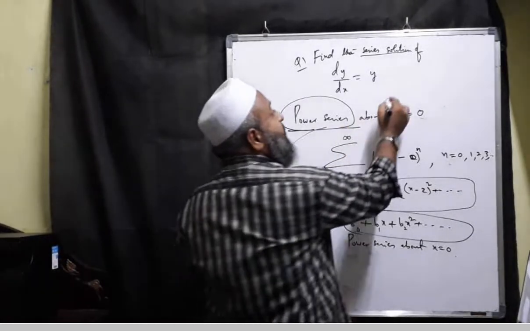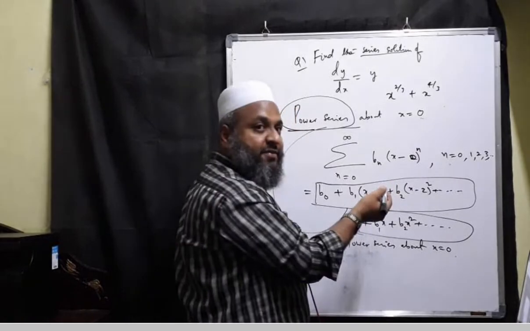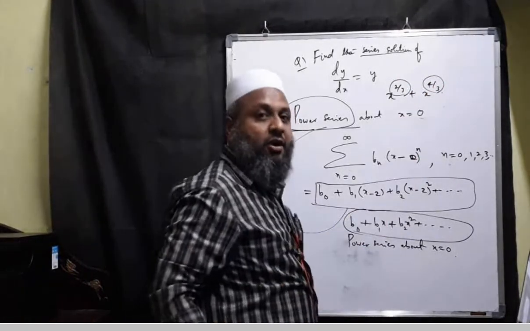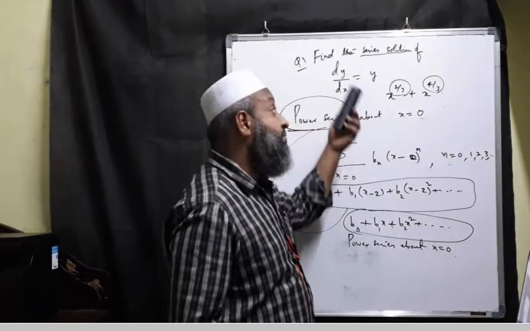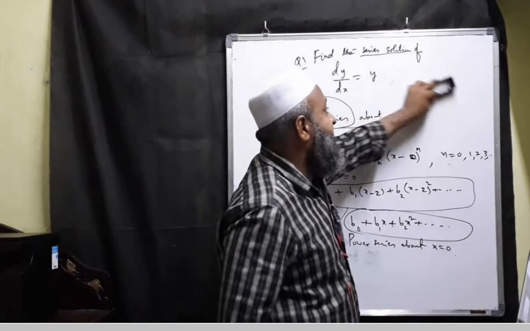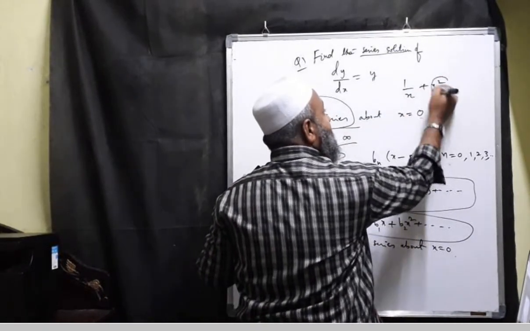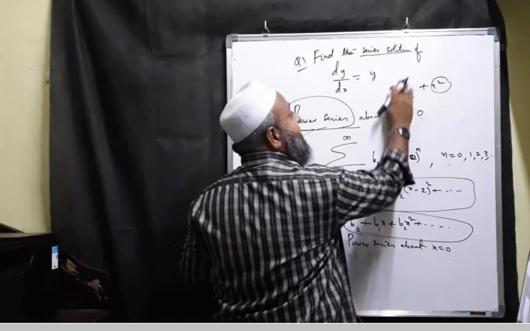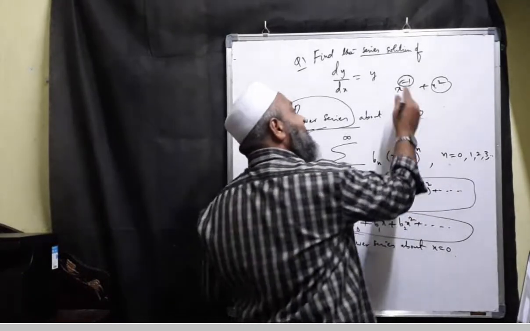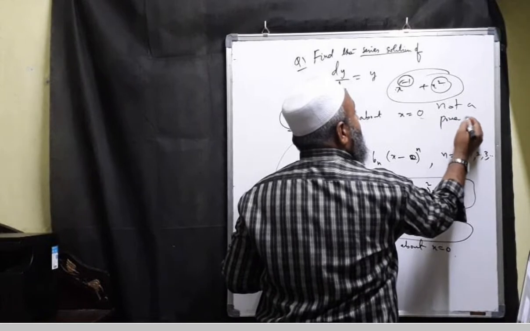So if I ask you x to the power of 2 by 3 plus x to the power of 4 by 3, is it a power series? Then no, because the powers of x are not non-negative integers. And even in the case of 1 by x plus x square, this term becomes x to the power of minus 1, because it is not a non-negative integer. This is not a power series.